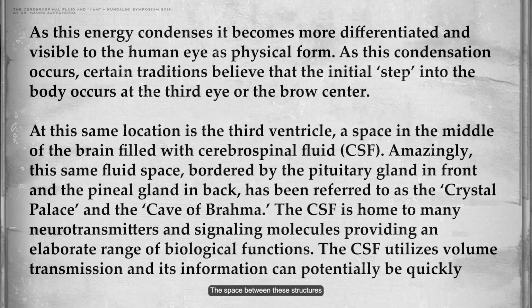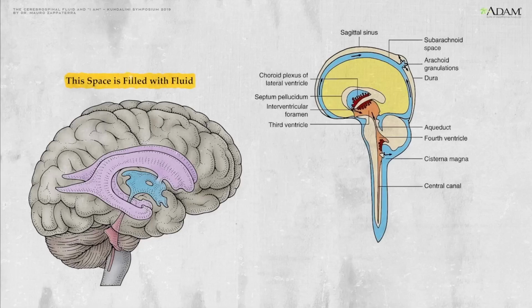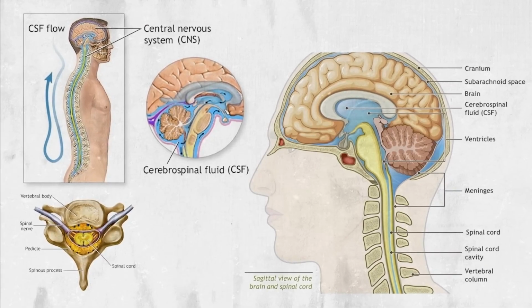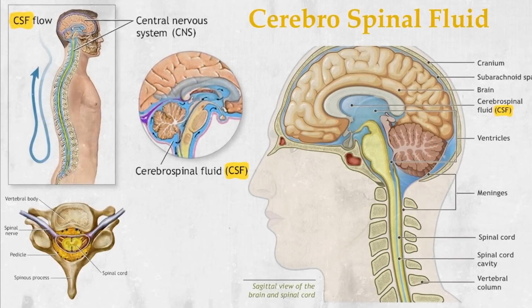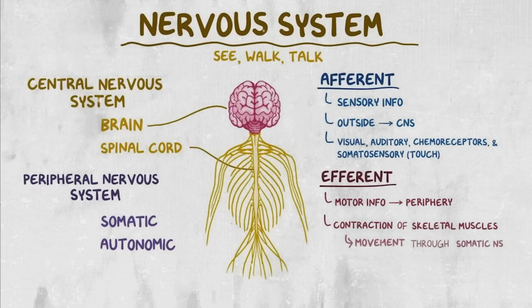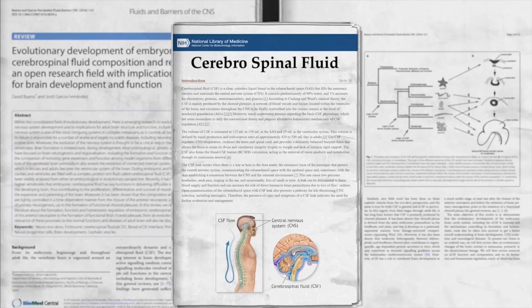The space between these structures has been called the crystal palace by Taoists, or the cave of Brahma in some Hindu yogic traditions. This space is filled with fluid, the cerebrospinal fluid. What Dr. Mauro Zapatera just mentioned is an essential component of the human body known as CSF, or cerebrospinal fluid. This remarkable fluid plays a crucial role in the functioning of our nervous system. Let's delve deeper into what cerebrospinal fluid is and its importance.